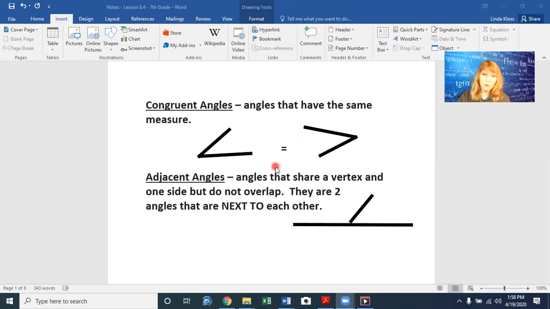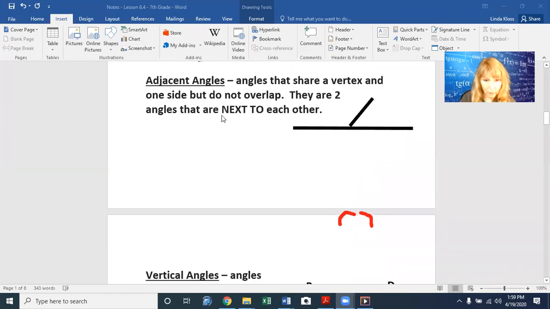Okay, adjacent angles are angles that share a vertex and one side, but they do not overlap. We kind of talked about that when we did the line just a minute ago. They are two angles that are next to each other. So, adjacent angles. This angle here is adjacent to this angle here. They share a side, but they do not overlap. So they're adjacent. And also the sum of those two angles happens to be 180 degrees.